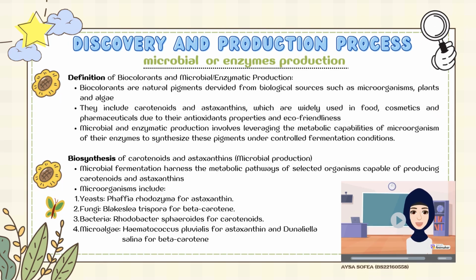Next, I'm going to talk about the discovery and production process. Biocolorants are natural pigments derived from biological sources such as microorganisms, plants, and algae. They include carotenoids and astaxanthins, which are widely used in food, cosmetic, and pharmaceutical industries due to their antioxidant properties and eco-friendliness. Microbial and enzymatic production involve leveraging the metabolic capability of microorganisms or their enzymes to synthesize these pigments under controlled fermentation conditions. For microbial production, microbial fermentation harnesses the metabolic pathways of selected organisms capable of producing carotenoids and astaxanthins. The microorganisms include yeast, fungi, bacteria, and microalgae.